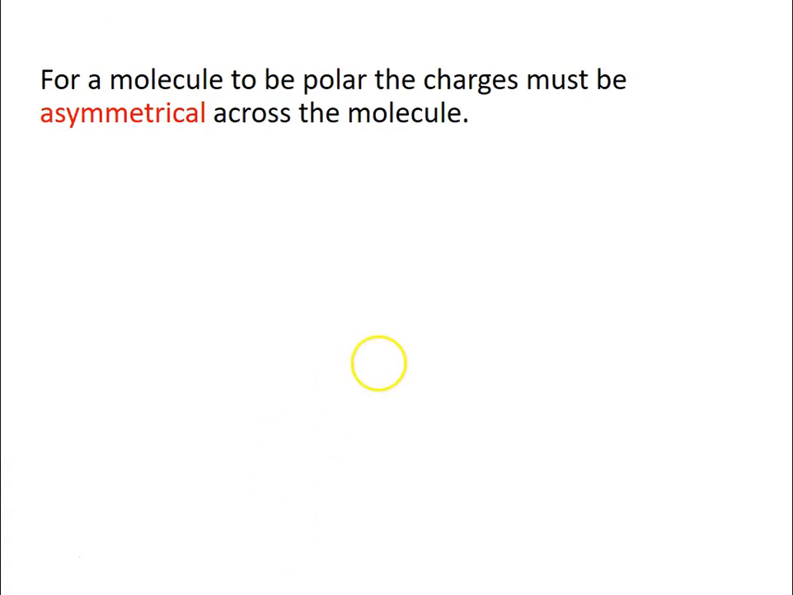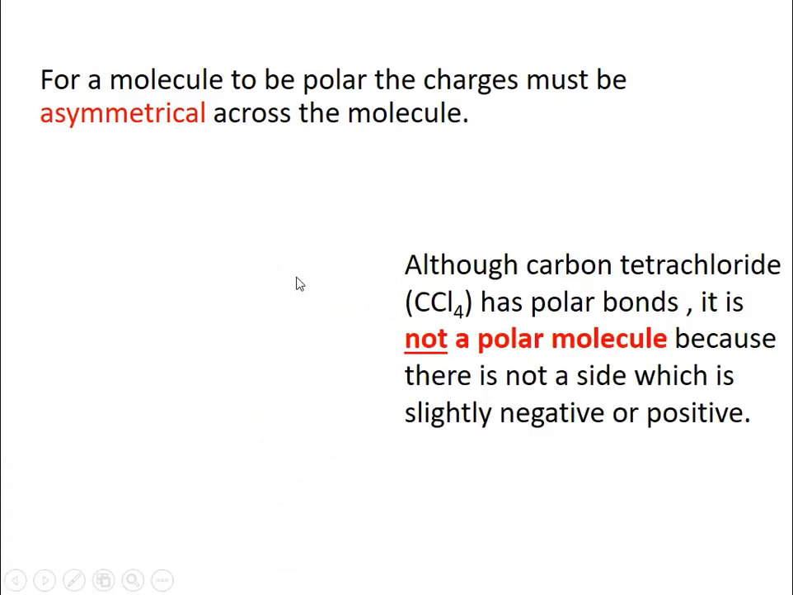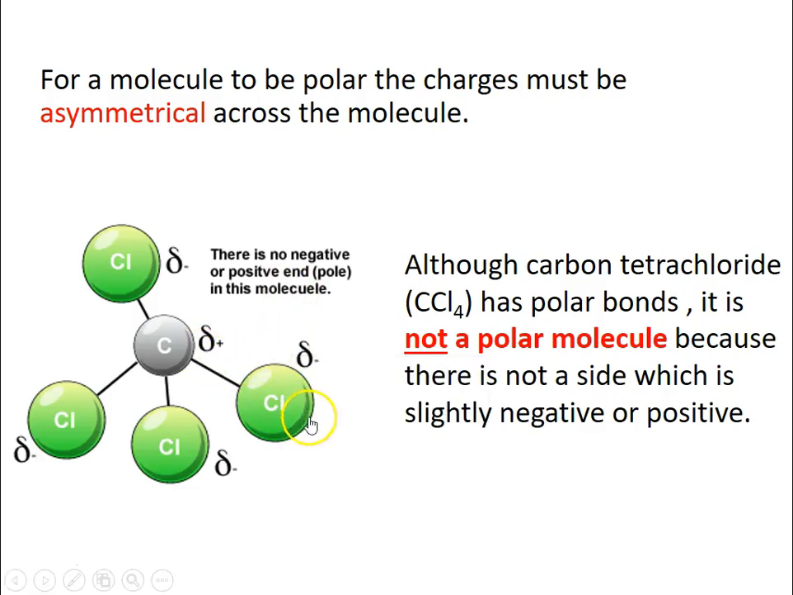For a molecule to be polar, the charges must be asymmetrical. So even though some molecules have polar bonds, so chlorine is more electronegative than the carbon, so the electrons will spend more of their time near the chlorine. But the trouble is that there's chlorine all the way around this molecule, so it's symmetrical. It's not that the electrons are spending more time at one than the other. So this is not a polar molecule. It does have polar bonds, but it's not a polar molecule because it's not asymmetrical, not unbalanced.